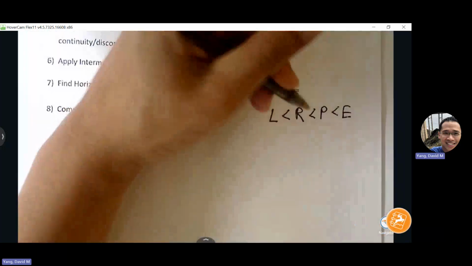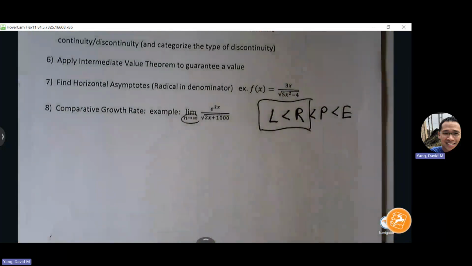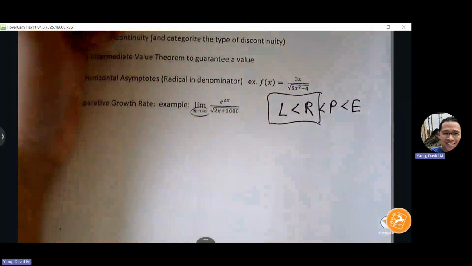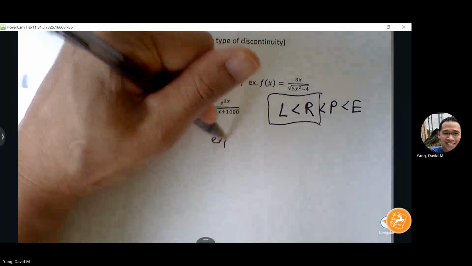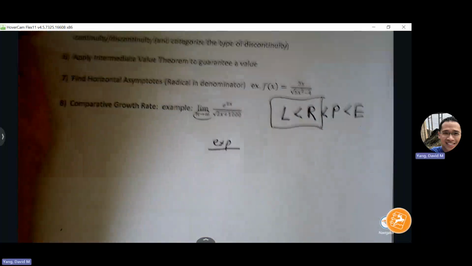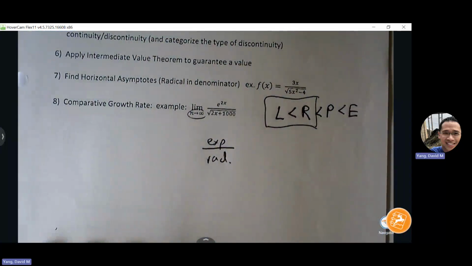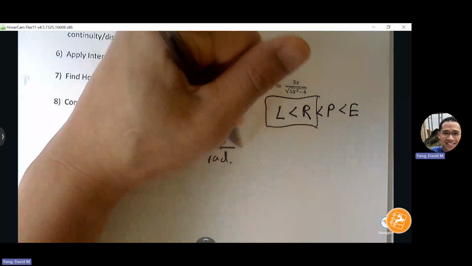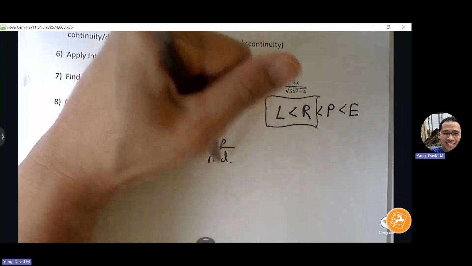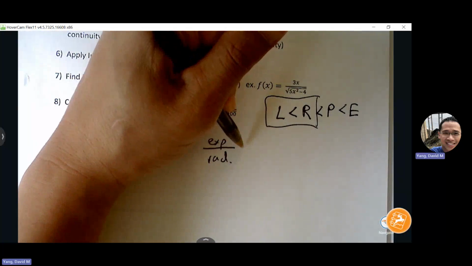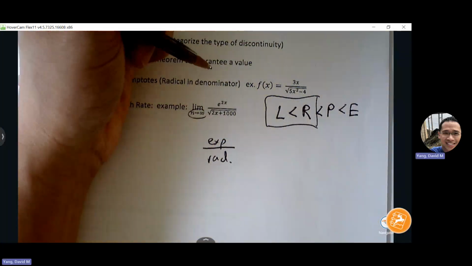So I would say this is alphabetical, right? Logs is slowest, and then radical is next. In this example, what's in the numerator? Exponential. And the denominator is radical. Which side is going faster? Exponential. Okay, so we know that if my numerator is larger than my denominator, my overall fraction is getting what? Faster. Yeah, or bigger or smaller?